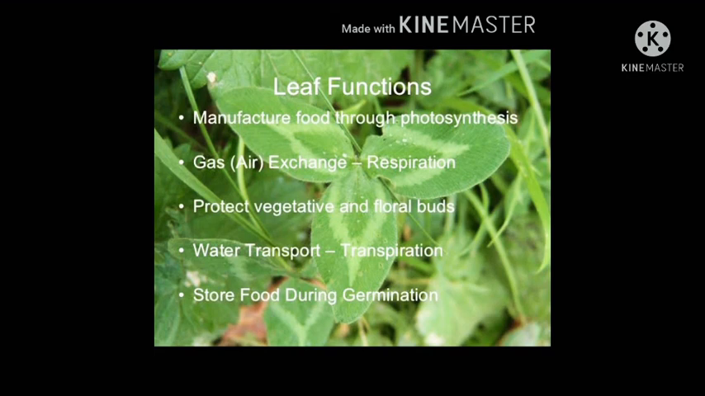Now what is another function of the leaf? Plants take in oxygen for respiration and carbon dioxide for photosynthesis through the tiny pores present on the leaves called stomata. Third, the stomata also release water vapor into the air. And what do we call this process? We call this process of giving out water in the form of vapor transpiration.